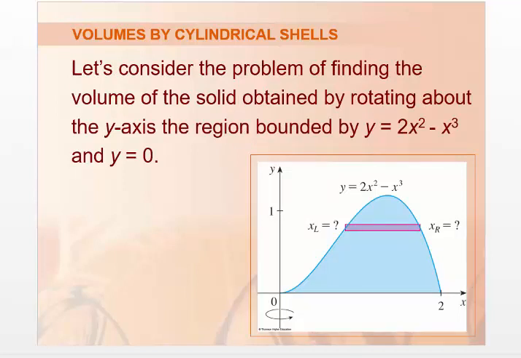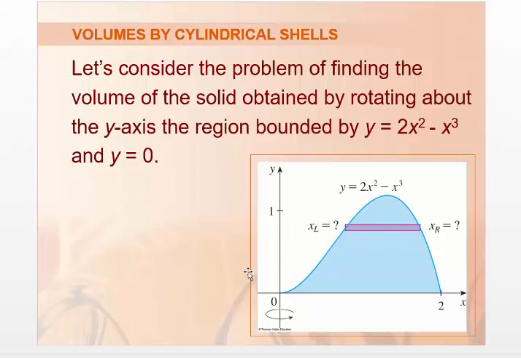So let's consider the problem of finding the volume of a solid obtained by rotating around, and this is important, the y-axis, the region bounded by y equals 2x squared minus x cubed, and y equals 0. So this is the shape here. And if we're going to go around the y-axis, this is important.